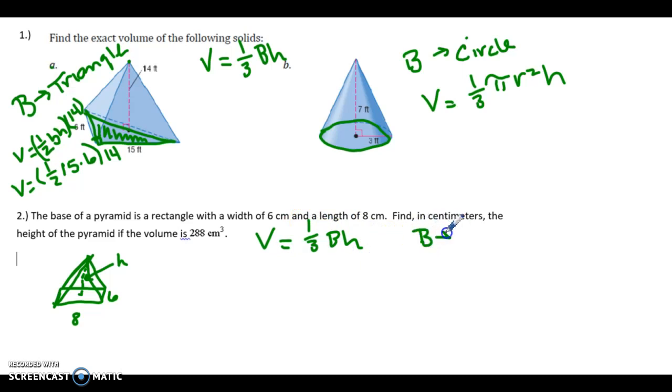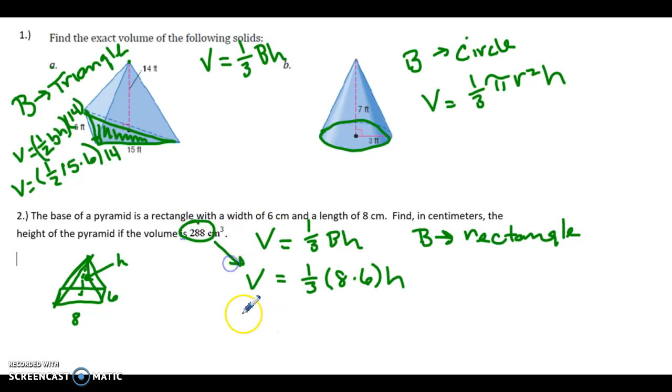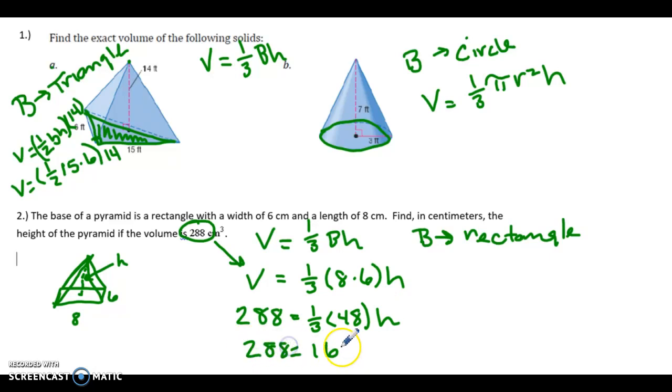In this case, B is a rectangle. So I'm finding the area of a rectangle. So volume equals 1/3 the area of the rectangle, which is 8 times 6, times the height, which I don't know, but I do know volume, so I can put that in for V. So 288 equals 1/3, 6 times 8 is 48, times the height. I happen to know 1/3 of 48 is 16. So 288 equals 16H, and divide by 16 to get your answer H.